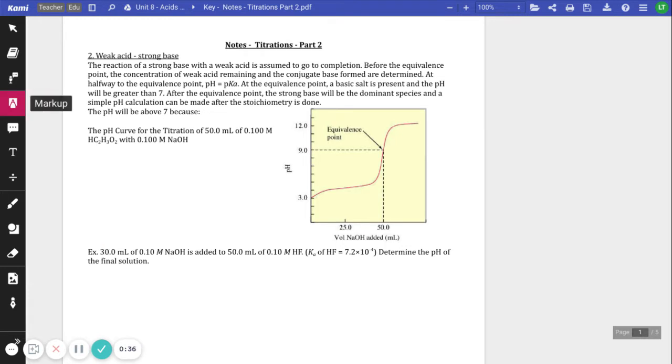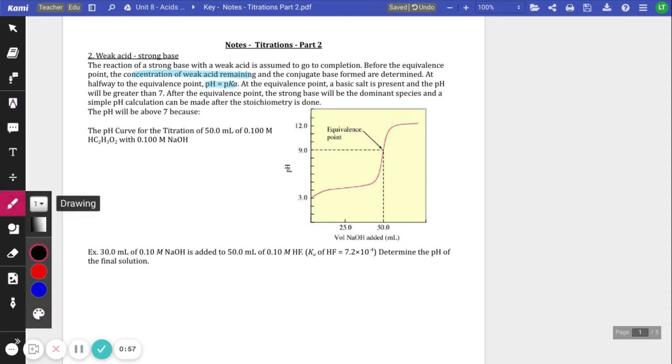So the reaction of a strong base with a weak acid is assumed to go to completion. Before the equivalence point, the concentration of the weak acid remaining and the conjugate base are determined. So we have to use that if we're before the equivalence point. At halfway to the equivalence point, pH is equal to pKa.